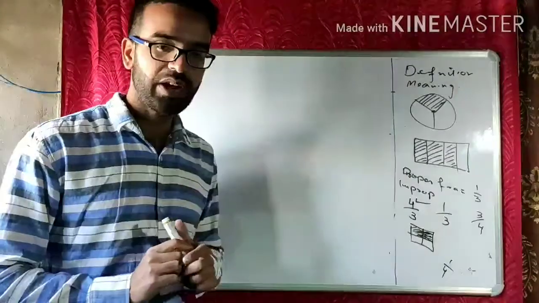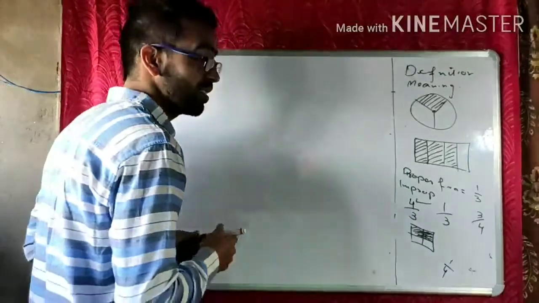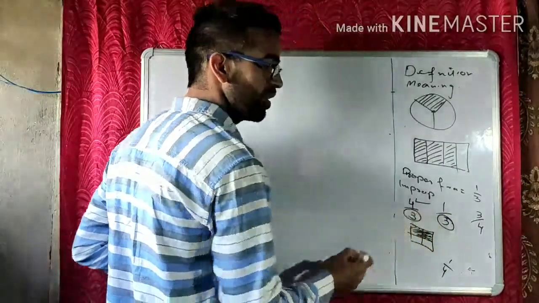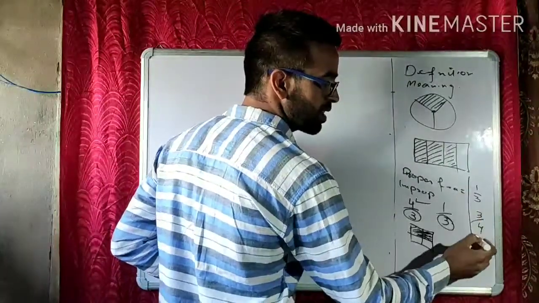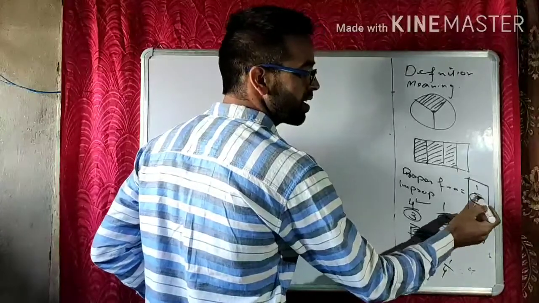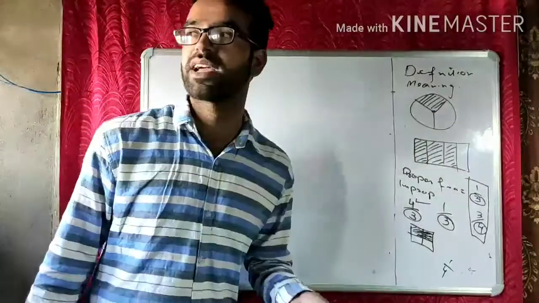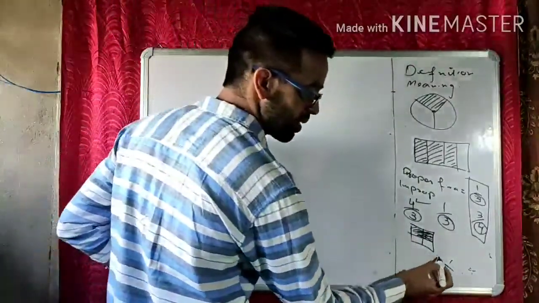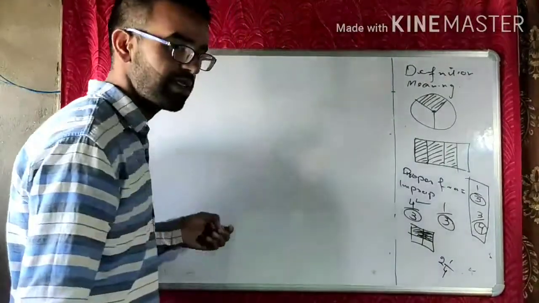We have also taken the like and unlike fractions. Like fractions are those whose denominators are the same. For example, 1 by 3 and 4 by 3. These are the like fractions. And unlike fractions are, for example, 1 by 3 and 3 by 4. They have different denominators, so they are unlike fractions. And we have taken the mixed fraction, which has two parts: one is a whole number and the other is a fraction. For example, 2 and 1 upon 4. This is the mixed fraction.